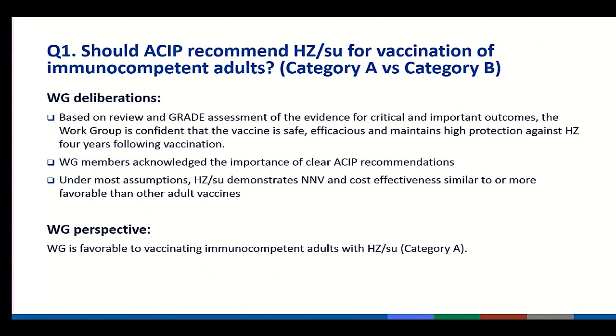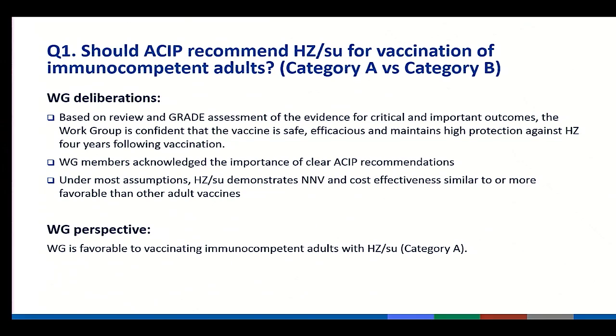Returning our focus to the first policy question, should ACIP recommend herpes zoster subunit for vaccination of immunocompetent adults as either a Category A or a Category B? The workgroup deliberations were as follows. Based on a review of the grade assessment of the evidence for critical and important outcomes, the workgroup is confident that the vaccine is safe, efficacious, and maintains high protection against herpes zoster for the 4 years following vaccination.